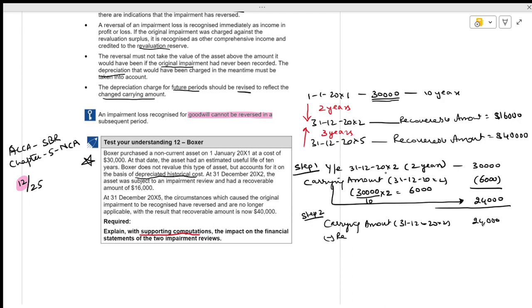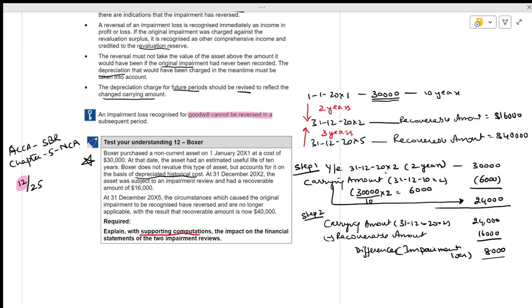Recoverable amount is how much? Only the recoverable amount is given. How much? 16,000. Is it right? Carrying amount is more. The difference is the impairment. Carrying amount is more, recoverable amount is less. If that is the case, it is an impairment loss. How much is the impairment loss? 8,000. The written down value is 16,000.